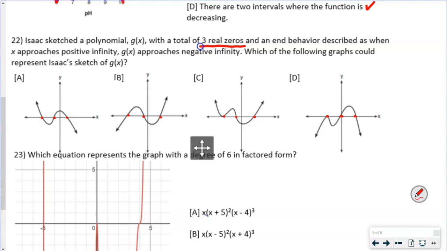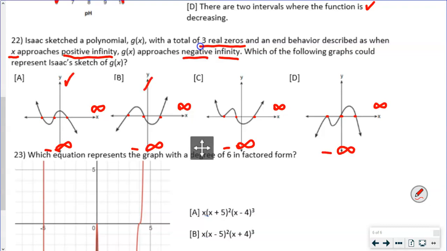Then it says described as when x approaches positive infinity. So as we're going this direction, y'all, on our graphs, okay, this is positive infinity. g of x approaches negative infinity. So that means it's going down this way, right? Because this is negative infinity, right, y'all? So which of them are headed that way? So obviously this one is, right? This one's headed up, so that's not true. And this one's headed up, so that's not true. But this one is. So these are our two answers right here. Possible answers, A and D.